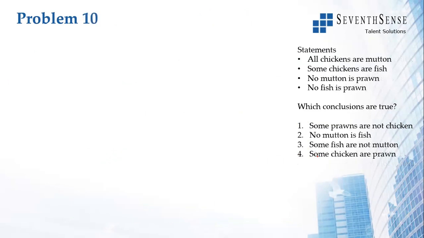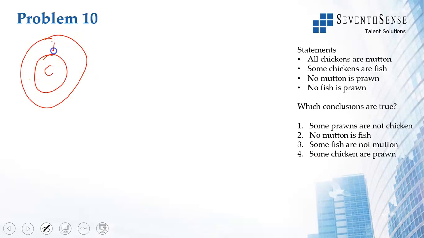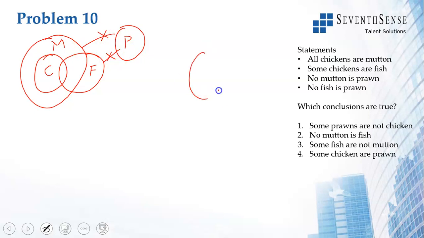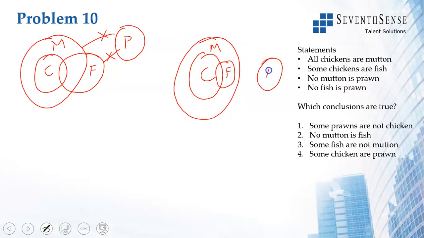Let's look at the 10th problem. All chicken are mutton. Some chicken are fish. No mutton is a prawn. No fish is a prawn. One way of drawing it. Second way is all chicken are mutton. Some chicken are fish. No chicken is a prawn. No mutton is a prawn. No fish is a prawn.